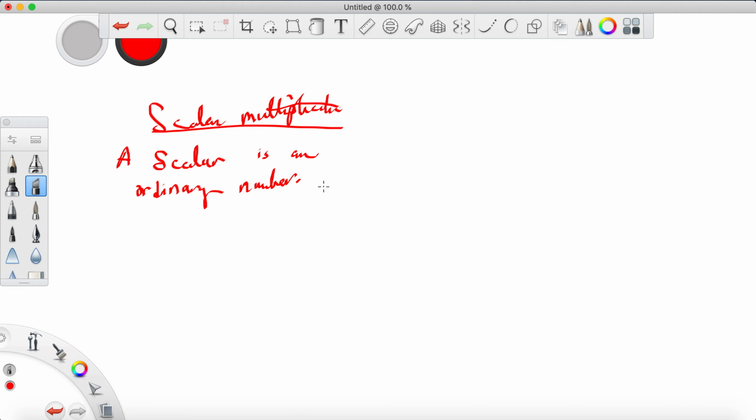Otherwise, if you've got 2 numbers, say 2 plus 2, you don't normally call those scalars. Those are just integers. 2 plus 2 equals 4.